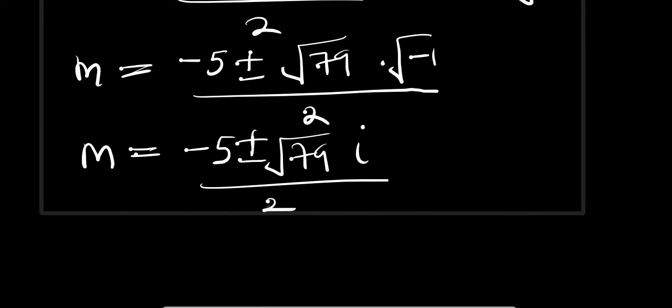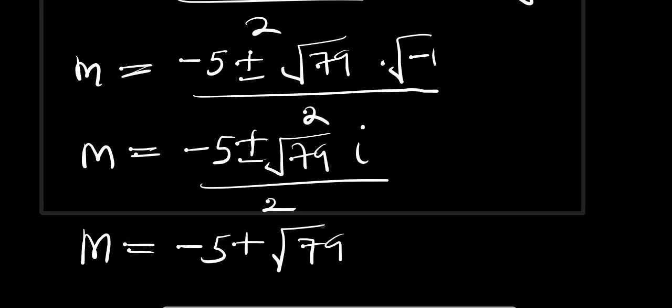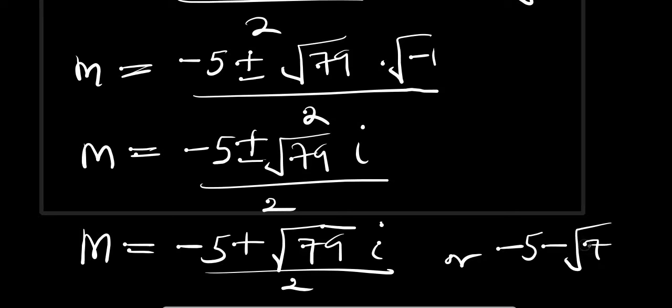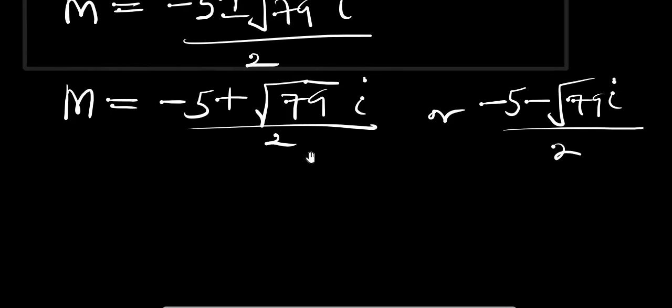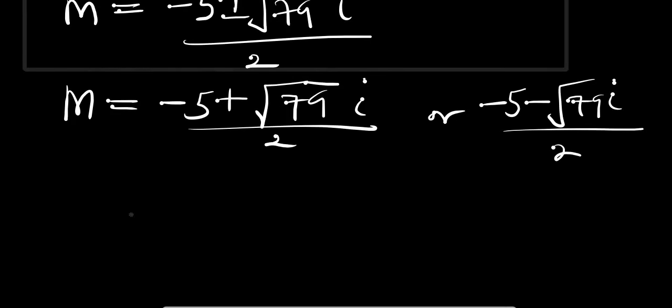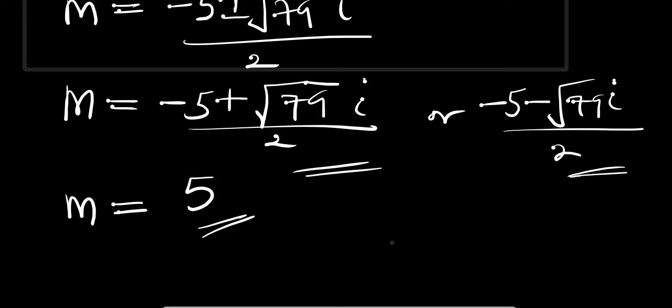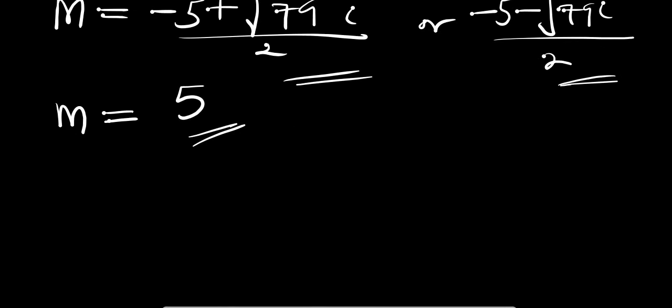So at this point, we are going to have two different solutions for m. Since there is no number that can easily divide 2 and 5, we have m equals negative 5 plus the square root of 79 times i, divided by 2, or negative 5 minus the square root of 79 times i, divided by 2. That means we are having three solutions, and also we have m equals 5 as well. So we have this, this, and this. Three different solutions.